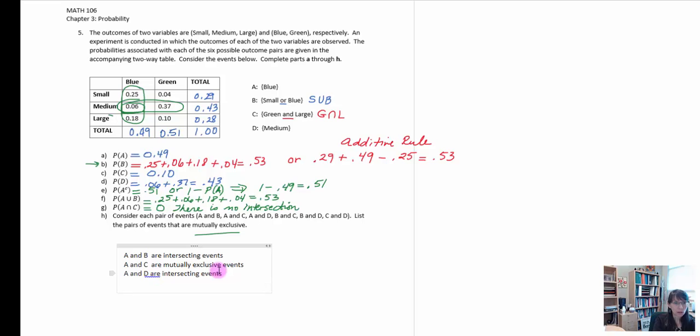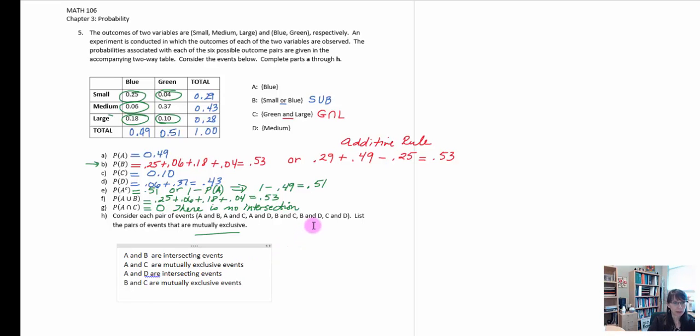The next two events are B and C. So event B, small in union with blue. And event C is the intersection of green and large, so that's our 0.10. We don't have any overlap, that means no intersection, so those are mutually exclusive events.